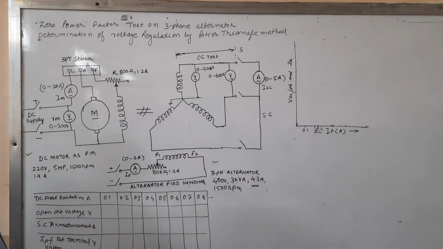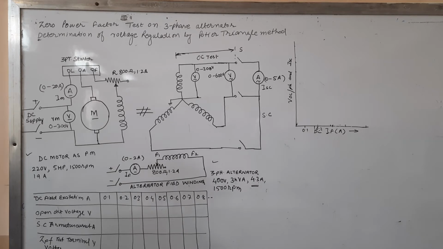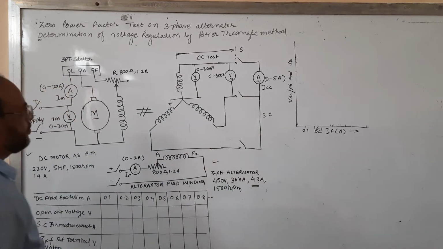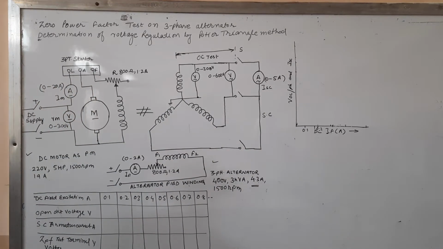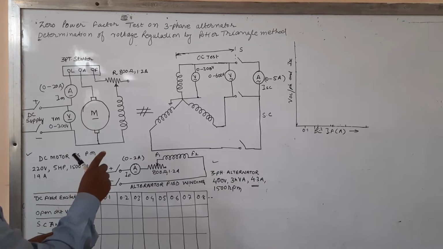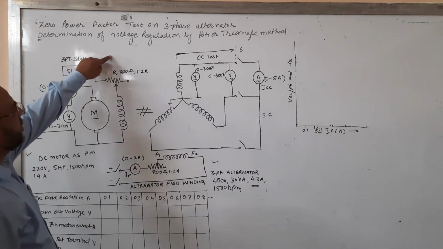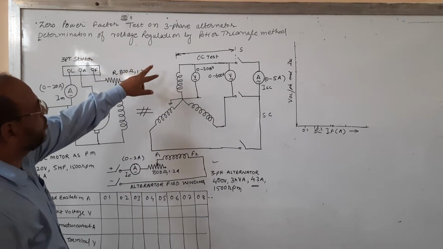Today we will perform the practical, that is a zero power factor test on a three-phase synchronous alternator. Determination of voltage regulation by Potier triangle method. Zero power factor means the current is lagging by 90 degrees, and it is possible only when we connect a purely inductive load.